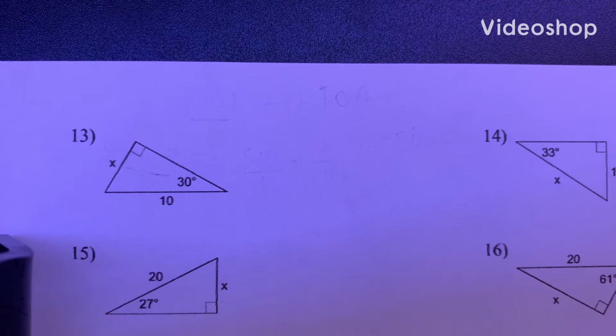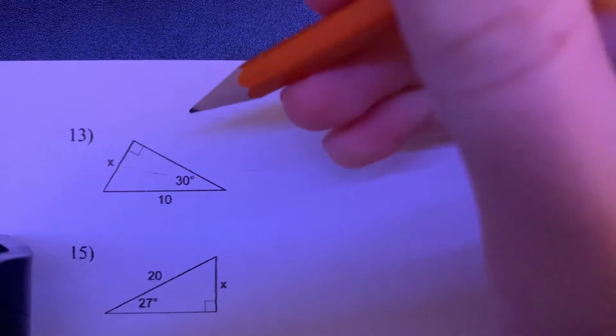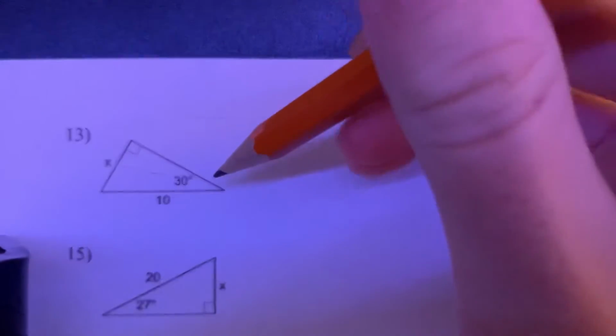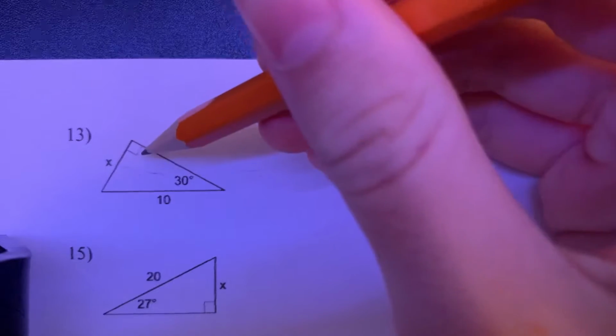Today I'm going to be solving this trigonometric missing side problem. My first step is going to be labeling the three sides: hypotenuse, opposite, and adjacent. And we do that by using this angle right here, our one angle that we know besides 90.